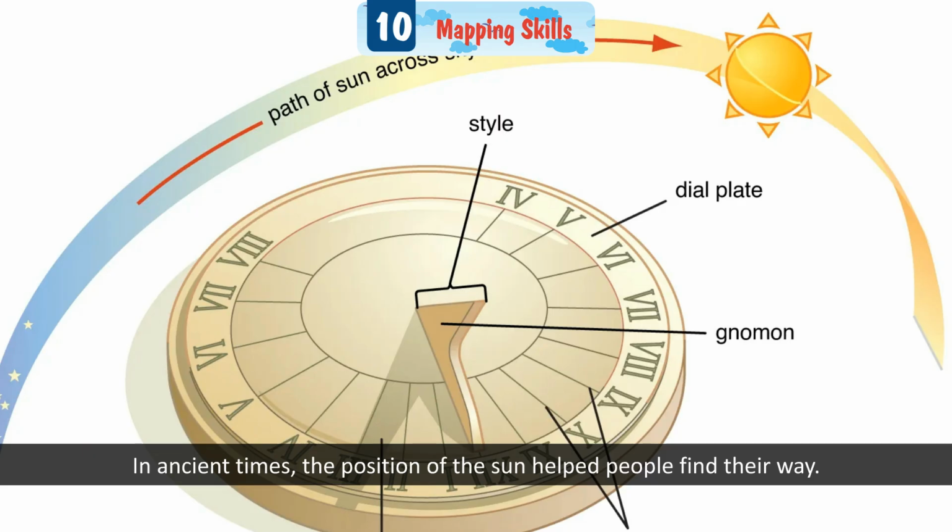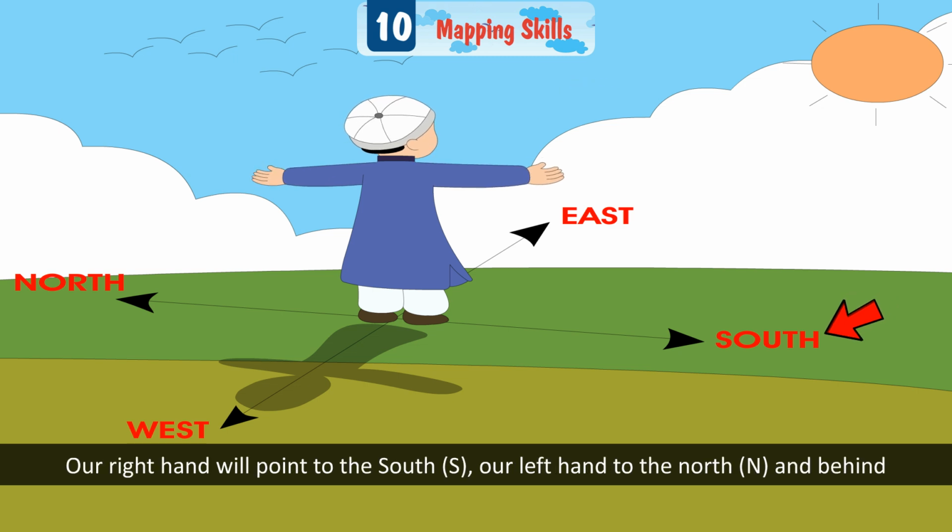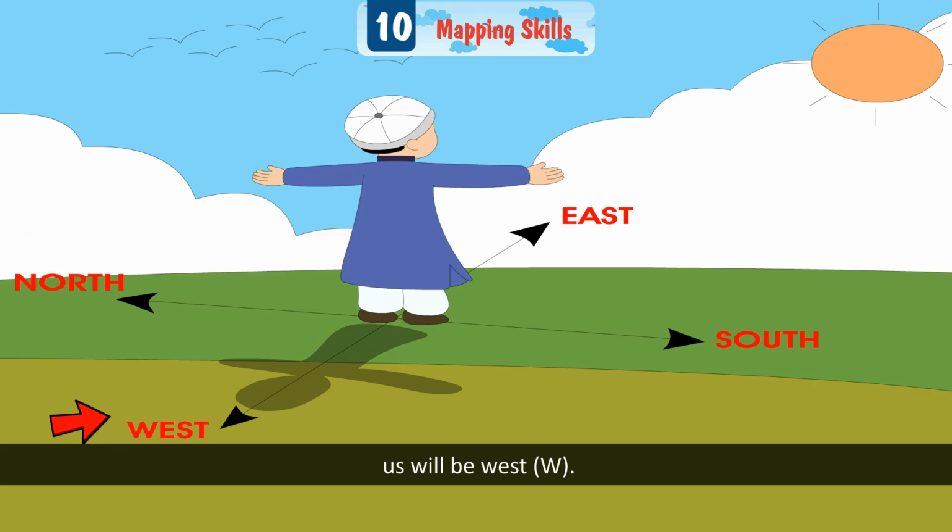In ancient times, the position of the sun helped people find their way. If we face the rising sun in the morning, we are facing east. Our right hand will point to the south, our left hand to the north, and behind us will be west.